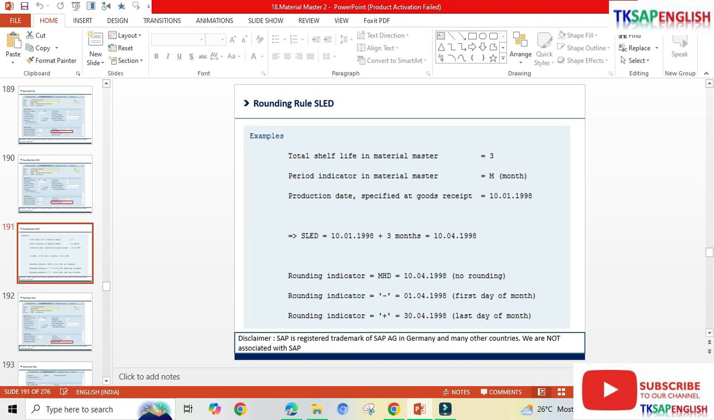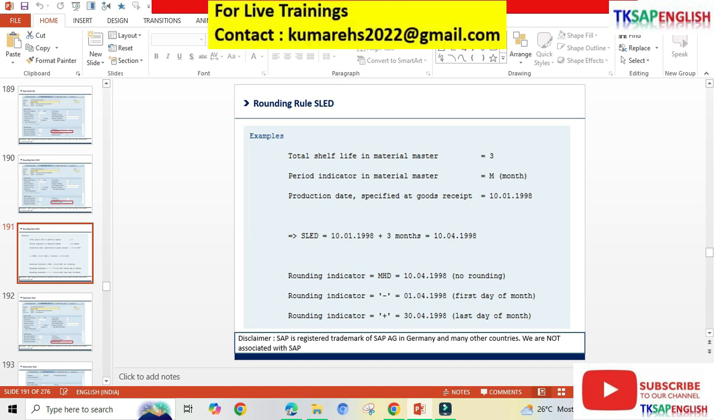Rounding indicator: month, hour, days. So April 10, 1998, no rounding. Then the rounding indicator minus is nothing but the first day of the month, which means April 1, 1998. Rounding indicator plus means the last day of the month, 30th April 1998.